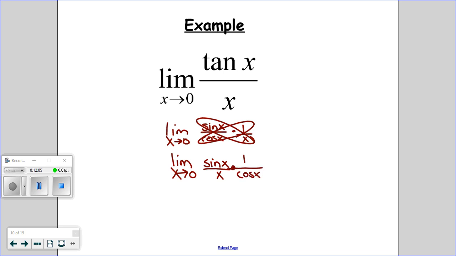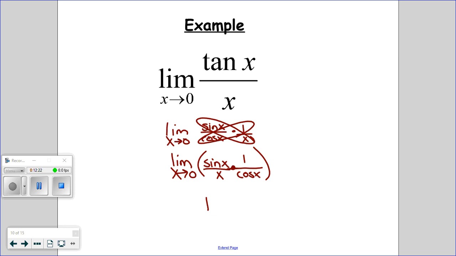That's my two fractions, right? Sine x over x and 1 over cosine x. Okay, now, we know the first part: the limit of sine x over x as x approaches 0. I've seen that, what, 4 times today so far? Let's talk about the second part.